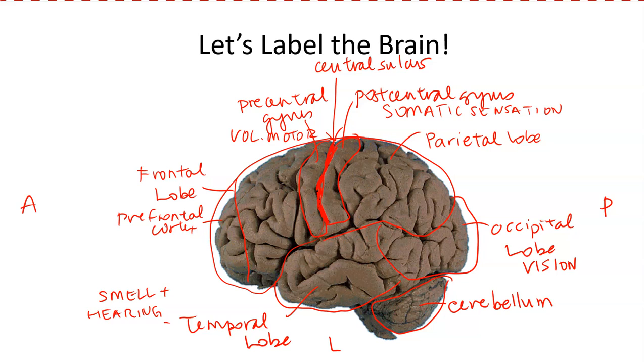All right, so we've taken care of smell, hearing, vision. We haven't covered taste. Taste is actually found here in the parietal lobe, around right here. Okay, speech is often in the left hemisphere, and we've talked about this prefrontal cortex. Let's go ahead and label that. We'll just simply say behavior.